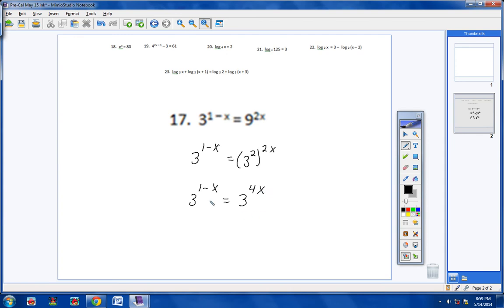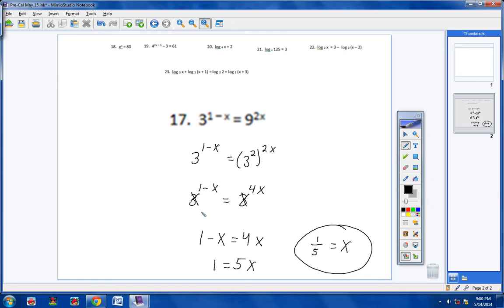I've got one side with a base of 3, one side with a base of 3, so I can really just set my exponents equal. 1 minus x equals 4x. Now bring this negative x over and make it positive, and I have 1 equals 5x. And now divide both sides by 5, and I have 1/5 equals x. And there we go. That is the correct answer, okay?